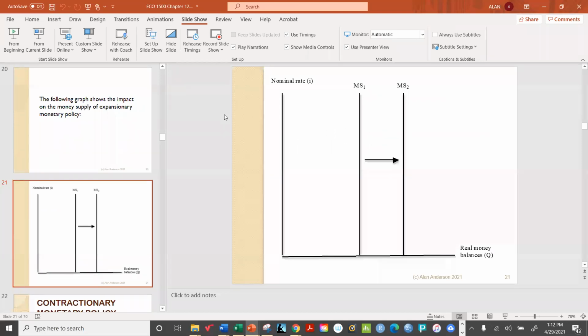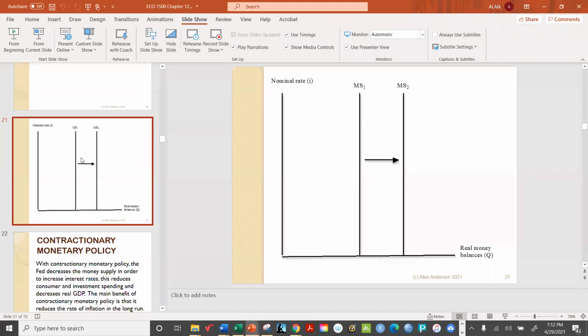Remember, in economics, whenever we have a graph like this, an increase in one of the variables means that that curve shifts to the right. A decrease shifts it to the left. All right, well now, you can probably guess what's coming next. What about the opposite case?